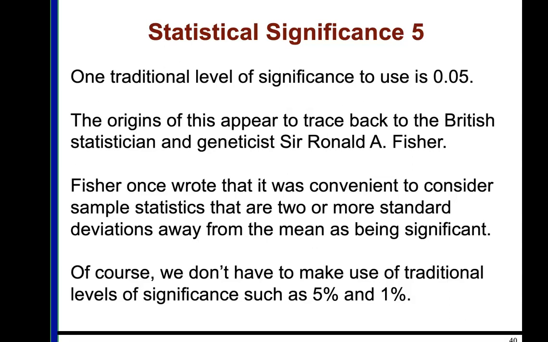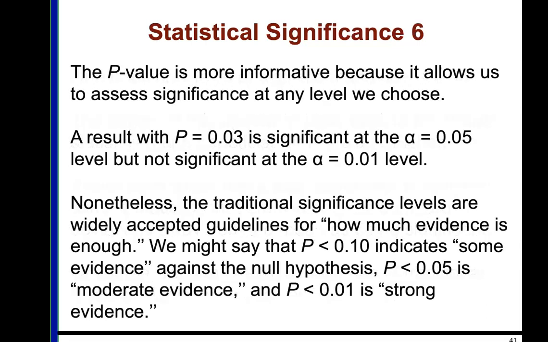And so, like I said, we've chosen 0.05, which is somewhat arbitrary, but it does trace back to Sir Ronald A. Fisher. And he chose that because it was kind of related to that 2 standard deviations from the mean. Now, this p-value does give us a lot of information because it gives us an ability to assess the significance at any level that we choose. And in chapter 23, we'll talk about implications of the different levels that you can choose.